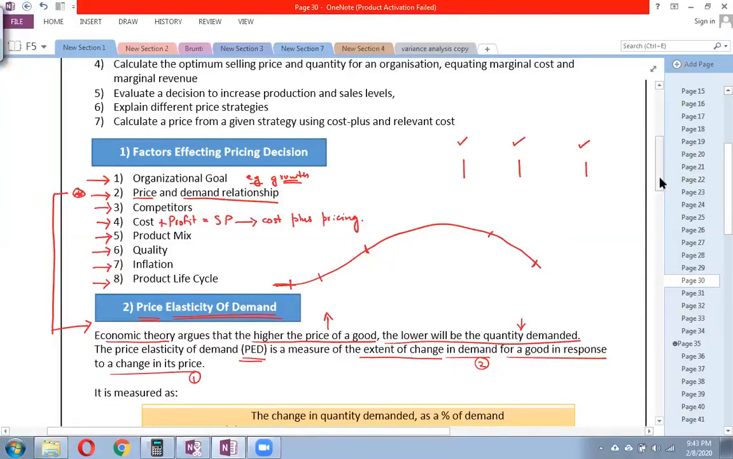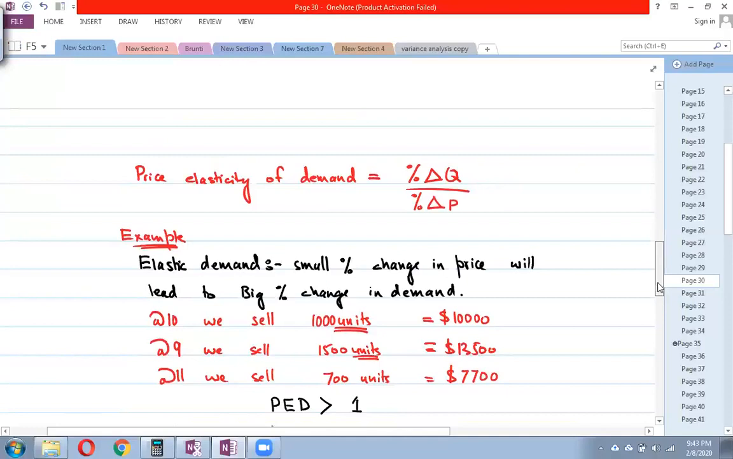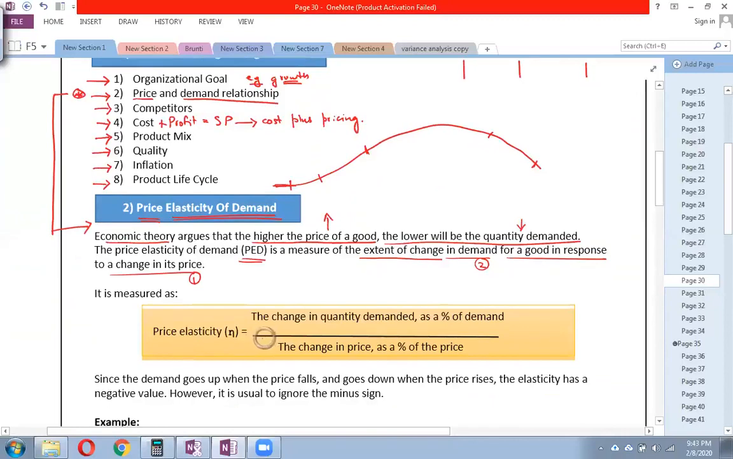Now there are different kinds of products. I'll actually give you some examples, right? You don't have to write it down, just see it. Price elasticity of demand: you want to see the percentage change in quantity divided by the percentage change in the price. That's the formula. This formula is actually given to you in your notes as well. The change in quantity demanded as a percentage of demand. So we can say simply percentage change in the quantity, or demand, or you can write D or Q, divided by the percentage change in the price.